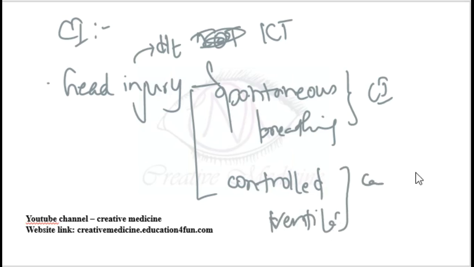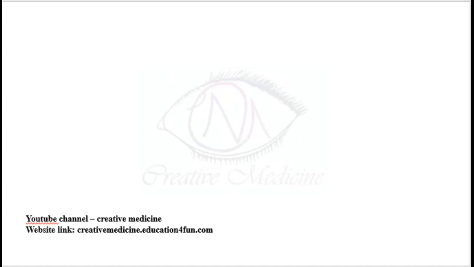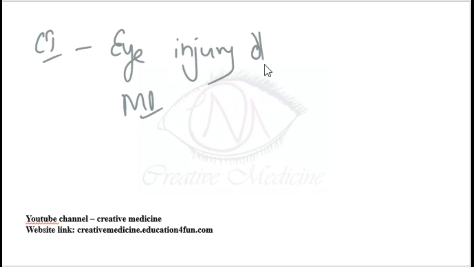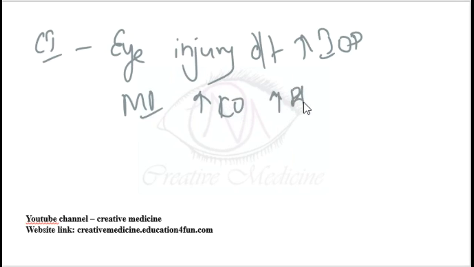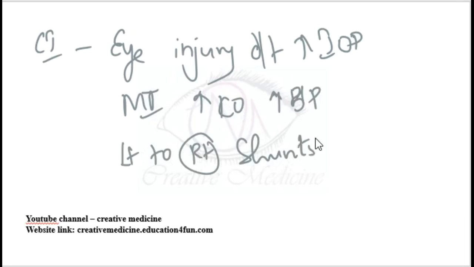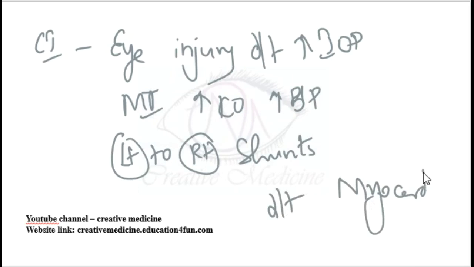Ketamine is contraindicated in eye injury because it increases the intraocular pressure. Ketamine is contraindicated in myocardial infarction because it increases the cardiac output, increasing hypertension, and it also causes tachycardia. Ketamine is contraindicated in left to right shunts due to myocardial depressant action and also due to increased cardiac output and increased hypertension.